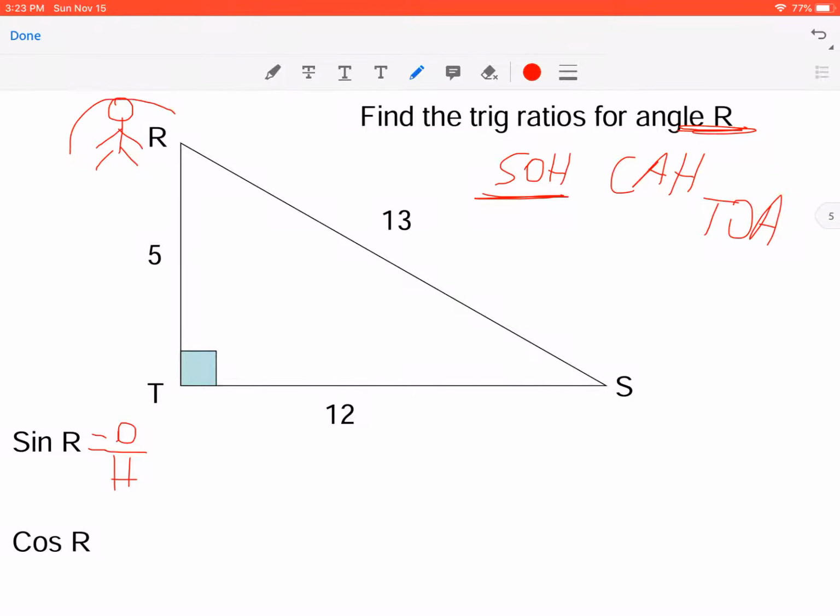All right, if I'm up here now, who is opposite of me? Who's farthest away? It would have to be the 12. All right, so that's going to be 12. Who's still the hypotenuse? Remember, the hypotenuse is the biggest piece in the triangle. It's 12 over 13. That's it.